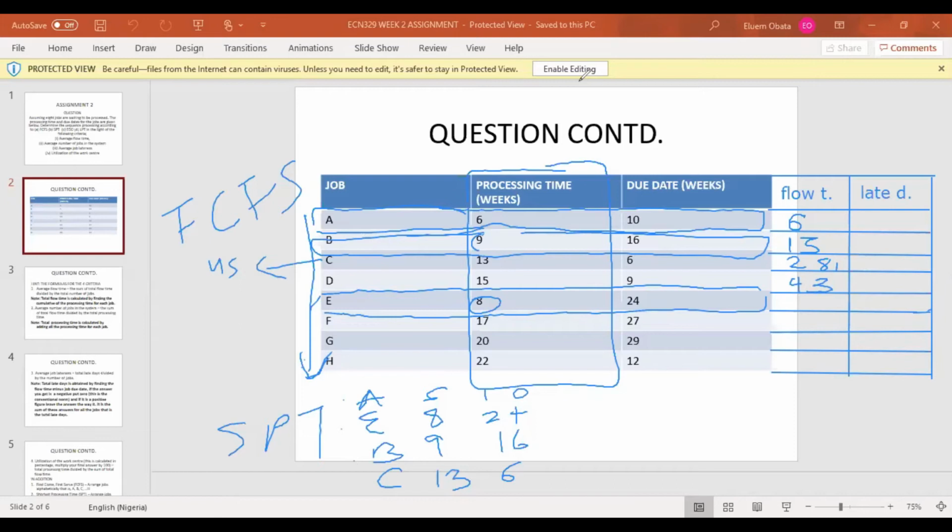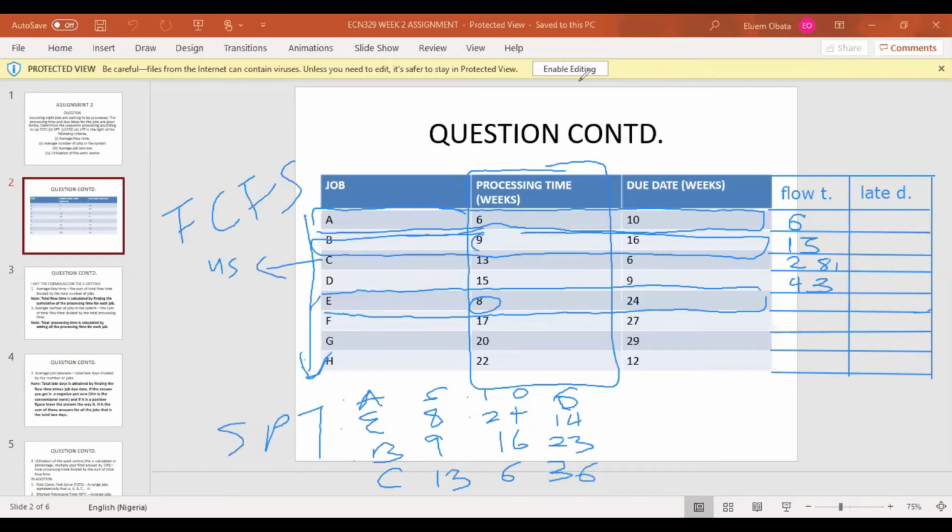Now, how do we calculate the late days? Let's calculate the flow time for the shortest processing time. Here the flow time will change, because before customer E is customer A, which is 6. For customer A, it will still remain 6 as flow time. For customer E, it would be 6 plus 8, which gives 14. For customer B, it will be 14 plus 9, which gives 23. And for us, customer C, it will be 23 plus 13, which gives 36.